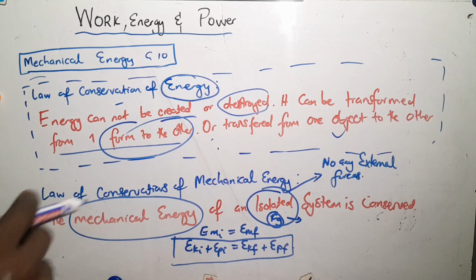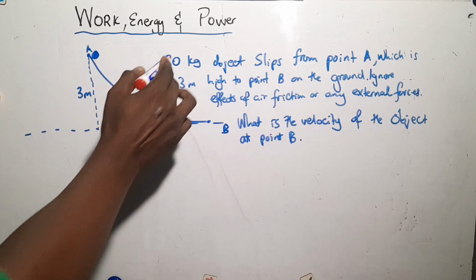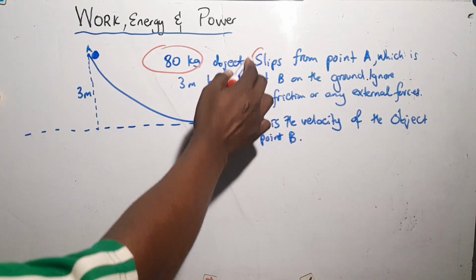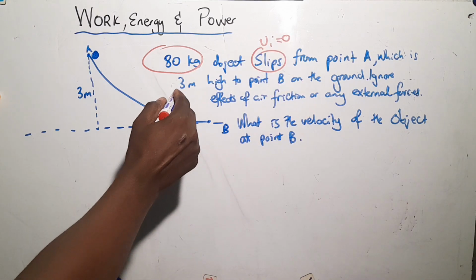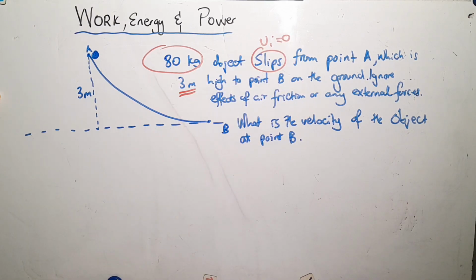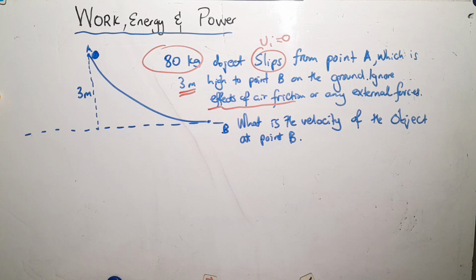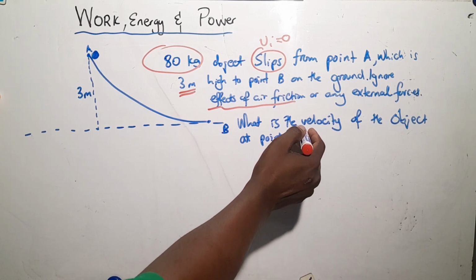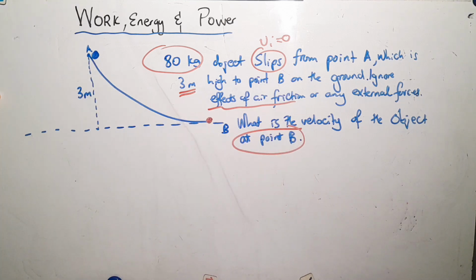So let's see how we're using this law in grade 10. Let's see the situation that we're having there. They said an 80 kg object slips, so anything that slips, the initial velocity is 0, from point A, which is 3 meters high, to point B on the ground. Ignore effects of air friction or any other external forces. And the question is, what is the velocity of the object when it is at point B? So we need the velocity of this object at point B.